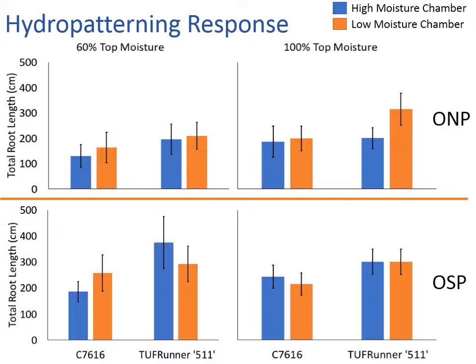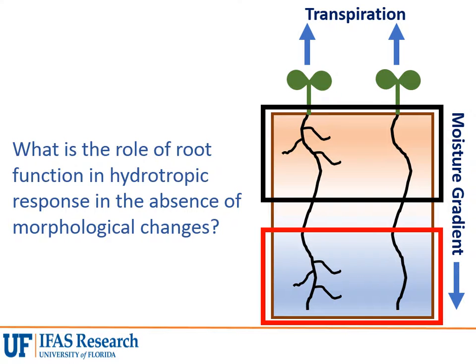Similarly, in our hydropatterning experiment, in both of our germination environments, neither variety or parent stress history had any impact on the relative root length between those two different chambers. So the high moisture and low moisture chambers had relatively the same amount of root length in there, so they had the same amount of patterning happening in them.